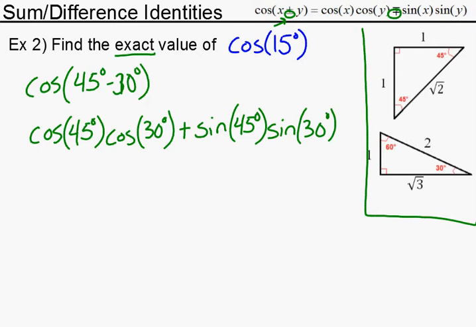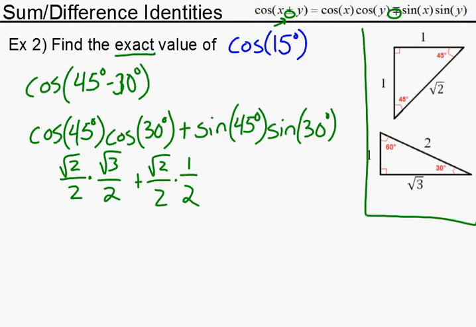Cosine of 45 is root 2 over 2. Cosine of 30 is going to be root 3 over 2. Plus sine of 45, root 2 over 2. Sine of 30, which is 1/2. So I'm actually going to end up with root 6 plus root 2. It's all over 4 because both of my fractions were over 4. And this is going to be the value for cosine of 15 degrees.